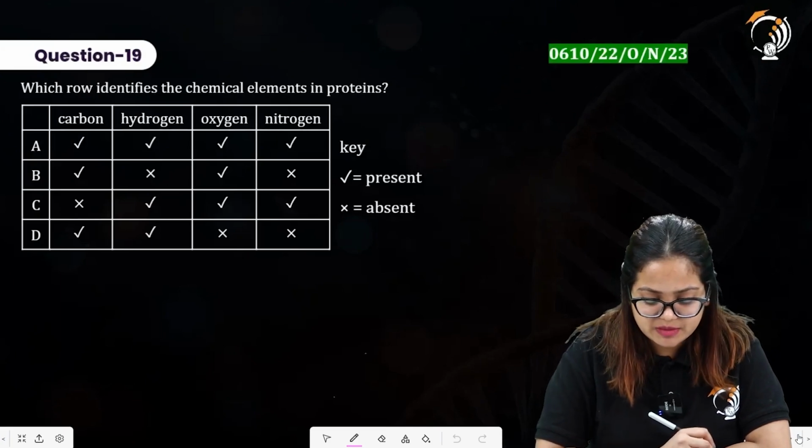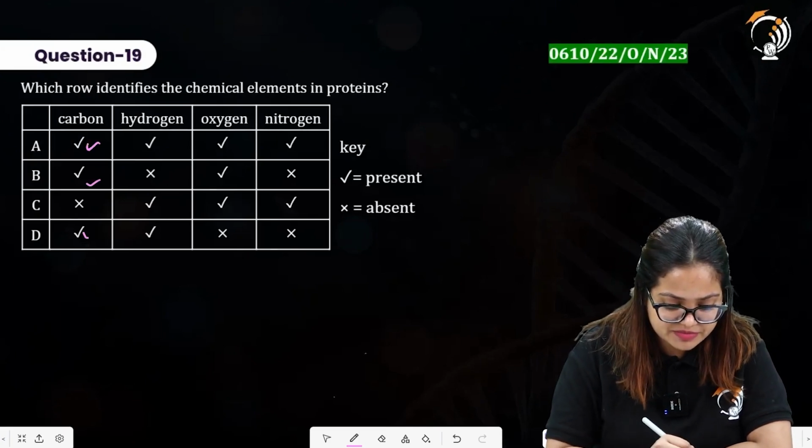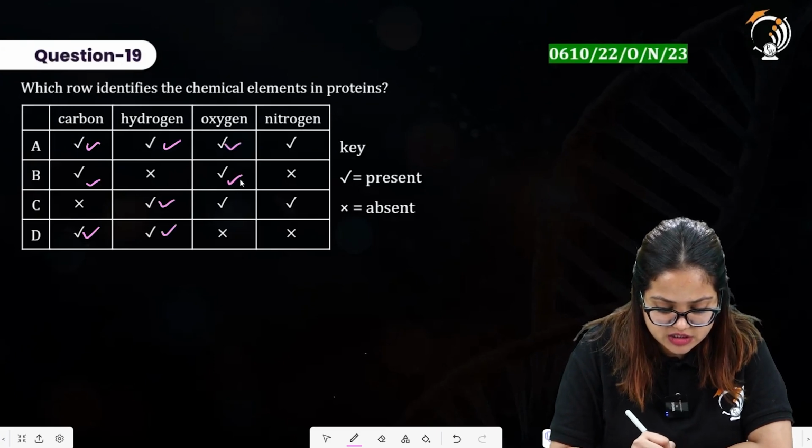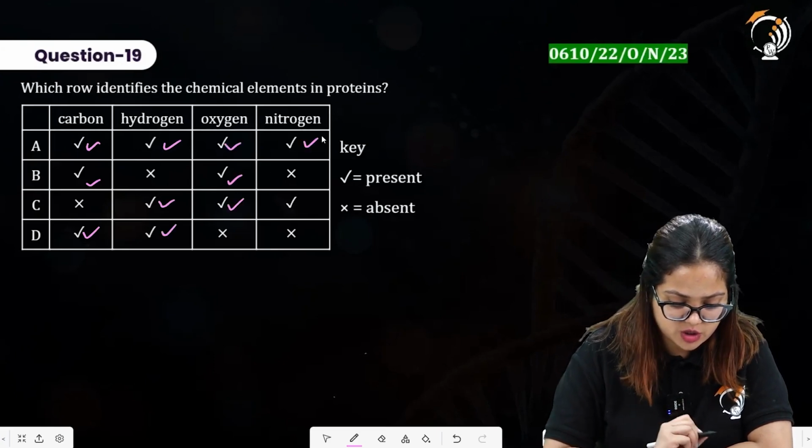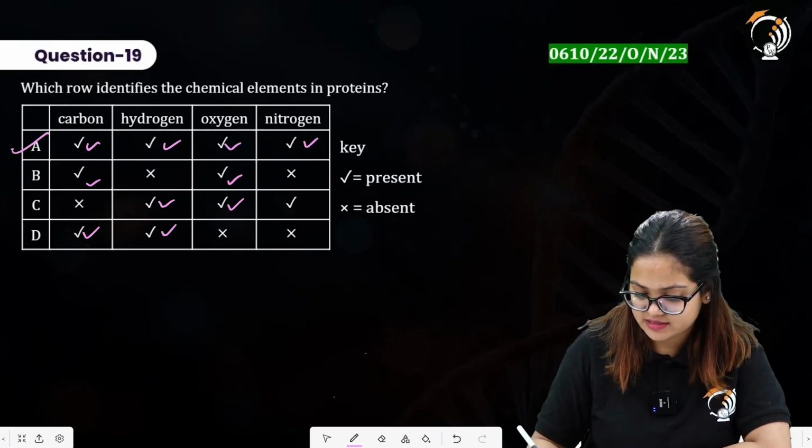Which row identifies chemical elements in proteins? Carbon will be there, hydrogen will be there, oxygen will be there, nitrogen will be there. Option A here is the right answer.